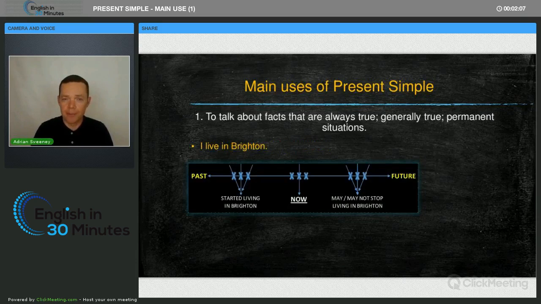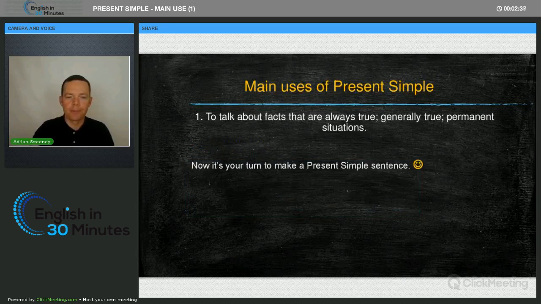And another one, I live in Brighton. So this is a permanent situation. My job is here, my flat is here, my life is here. So I hope to be in Brighton for a long time. So you can see from the timeline, I started living in Brighton in the past. I live in Brighton now, and I may or may not stop living in Brighton in the future. So this is a permanent, long-term situation for me.